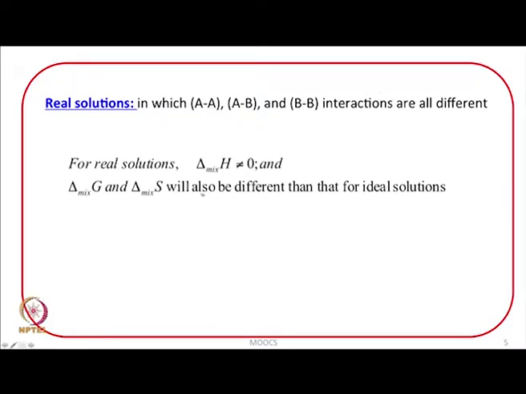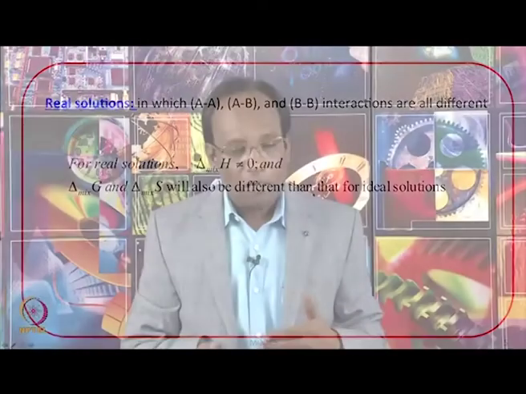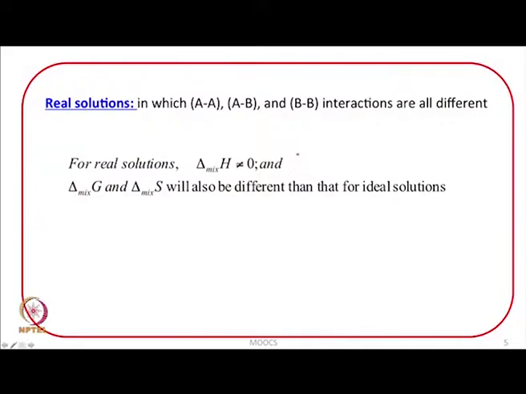For a real solution, the enthalpy of mixing will not be 0 because the interactions are different. If A is going to interact with B in a different manner than between AA and BB, then there is going to be a net enthalpy of interaction or enthalpy of mixing. So, delta H mixing will not be 0, and delta G mixing and delta S mixing will also be different than that for the ideal solutions.